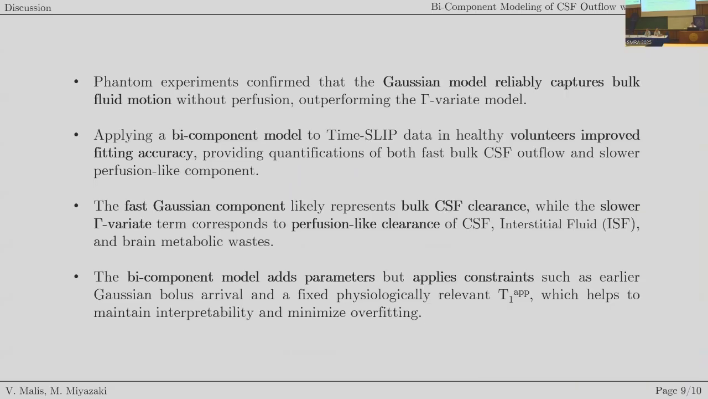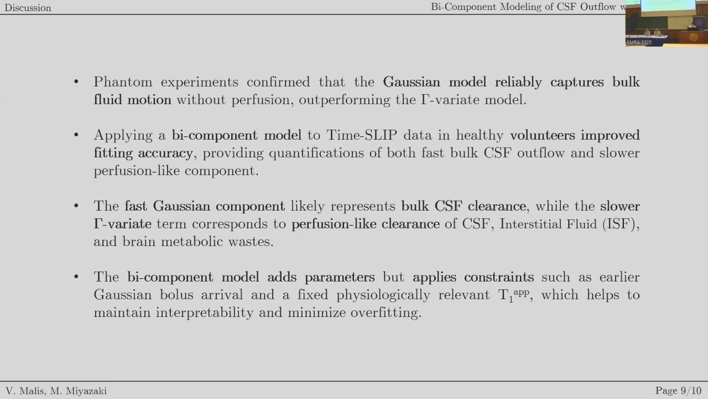So to summarize here, the phantom experiments actually confirmed that the Gaussian model reliably captures bulk fluid motion without perfusion, outperforming the gamma variate model. And applying a bicomponent model to time slip data in healthy volunteers improved fit and accuracy. So the fast Gaussian component likely represents bulk CSF clearance, while the slower gamma variate term corresponds to perfusion-like clearance of CSF, interstitial fluid, and brain metabolic wastes.